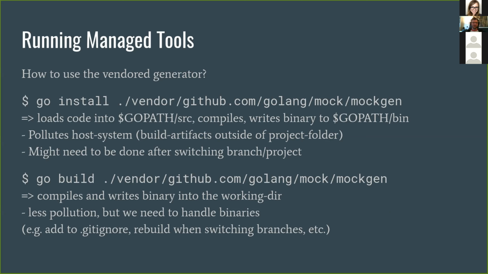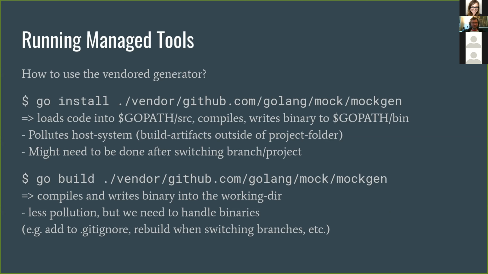So that's pretty bad. Also, you might need to do that every time you switch a branch or you switch projects. If they use the same generators, then you might have to do that. Okay, so go install doesn't sound that great. Let's see, go build. We could use go build, and that one would spit out the binary in the current working directory. That's much less pollution, so that's good.